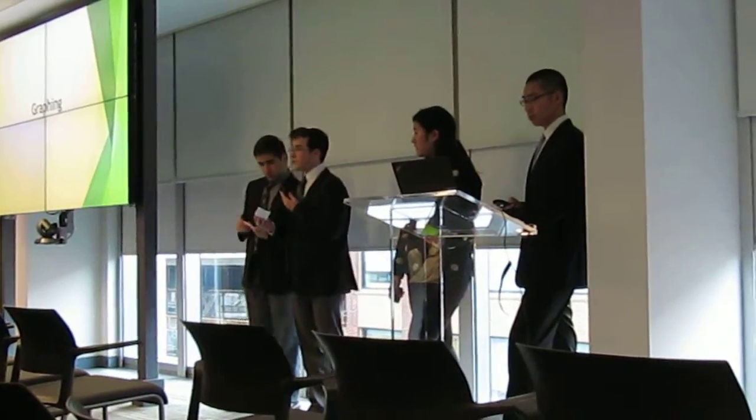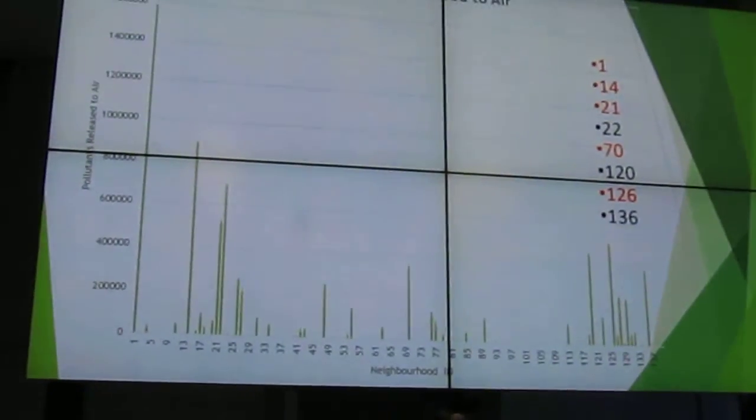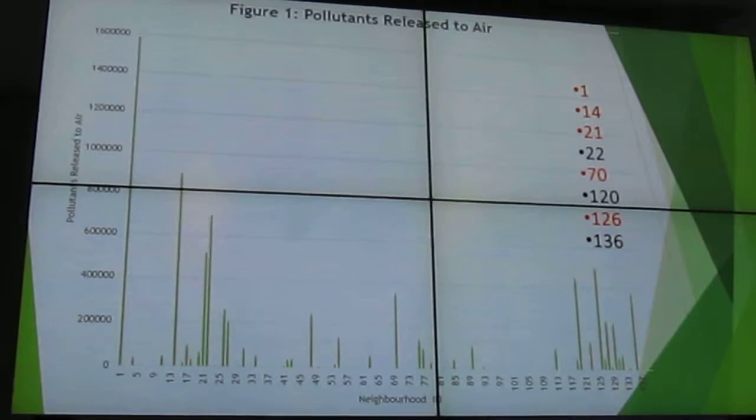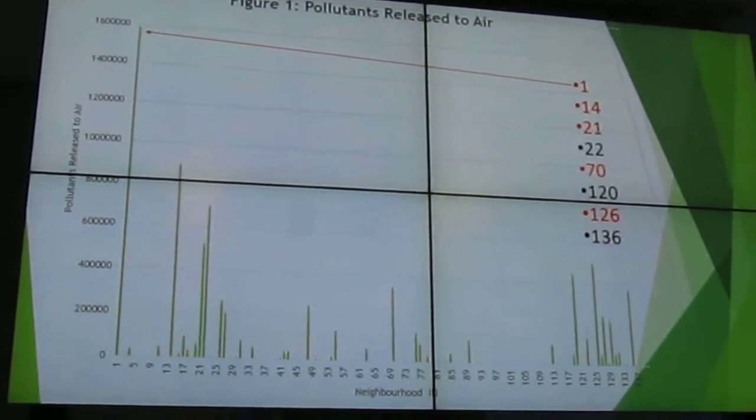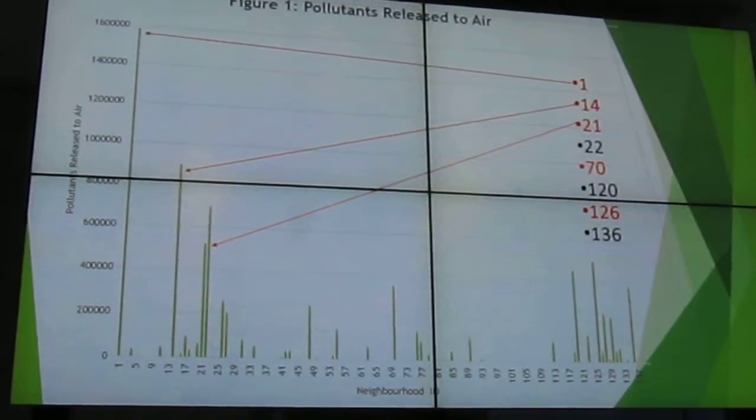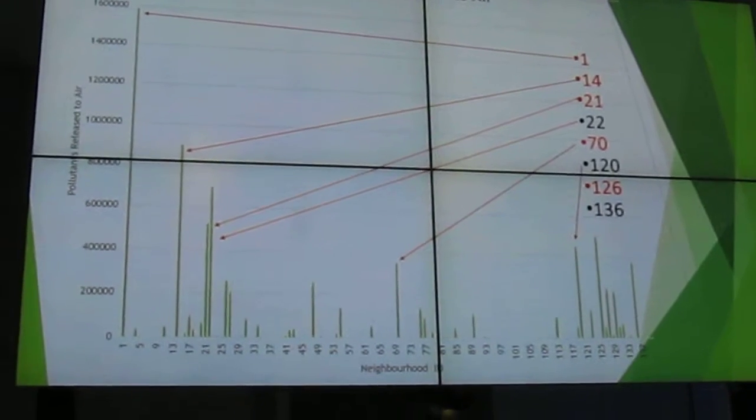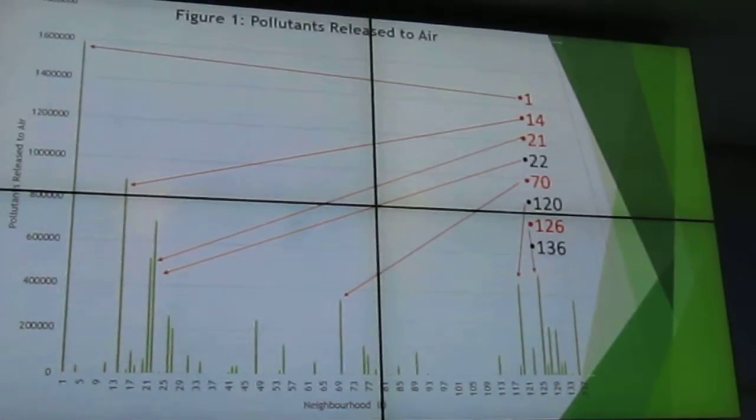Okay, so now I'd like to visualize all this information to you so you can see and understand what it's actually about. We have created some graphs which show the factors that we have isolated for. First off, this graph shows and outlines which neighborhoods have the most pollutants released into the air. I would like you to know that the numbers on the side represent the community IDs which have abnormally high values, as you can see on the graph.